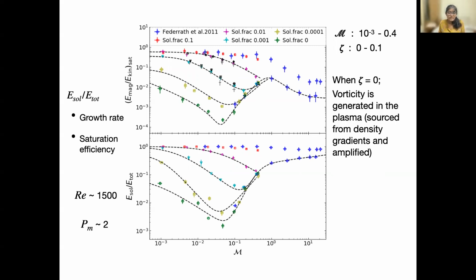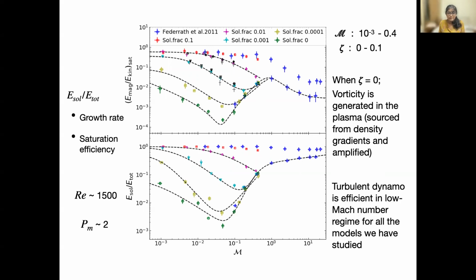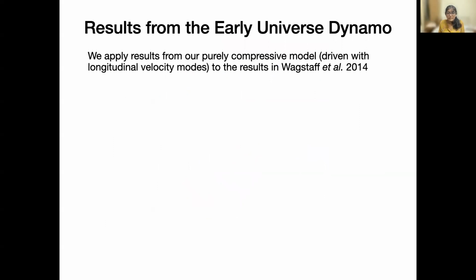And we find that when zeta is 0, or when we do not inject any vorticity in our simulations through the driving, vorticity is still generated in the plasma and can lead to small-scale dynamo action. We find that for all the models that we have studied, turbulent dynamo is efficient in the low Mach number regime. We apply results from our purely compressive driving model to the results from Wagstaff et al.